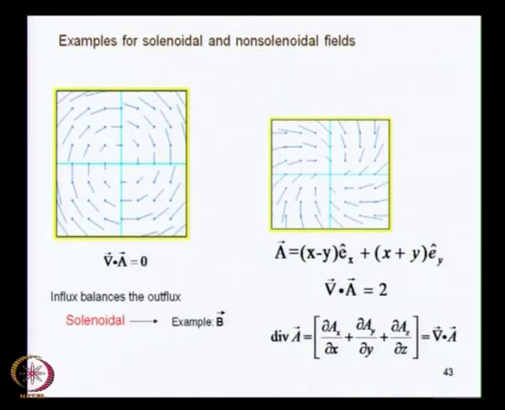If you have some other field, here is an example of another vector field, and you can determine its divergence by using the Cartesian expression and find its divergence is constant. It is a scalar, it is a constant number, it is the same no matter where you find it.